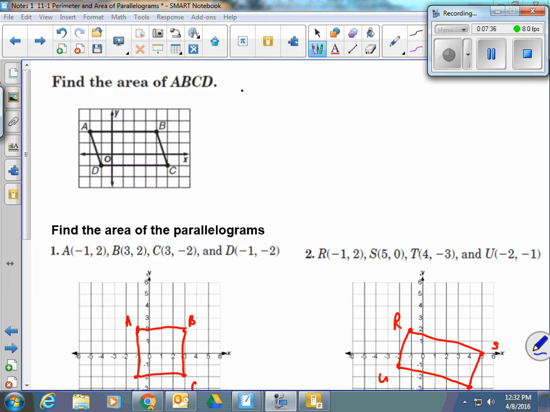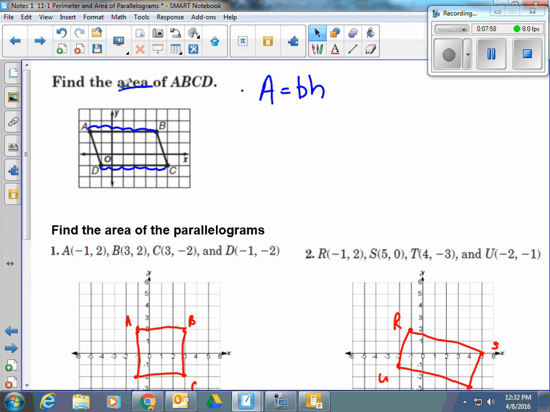Okay, flip your paper over to the back. Right here now we have a shape on a grid. Again, they want us to find the area. And right here you can count 1, 2, 3, 4, 5, 6. You notice the bottom, 1, 2, 3, 4, 5, 6. So again, this is a parallelogram. Area equals base times height.